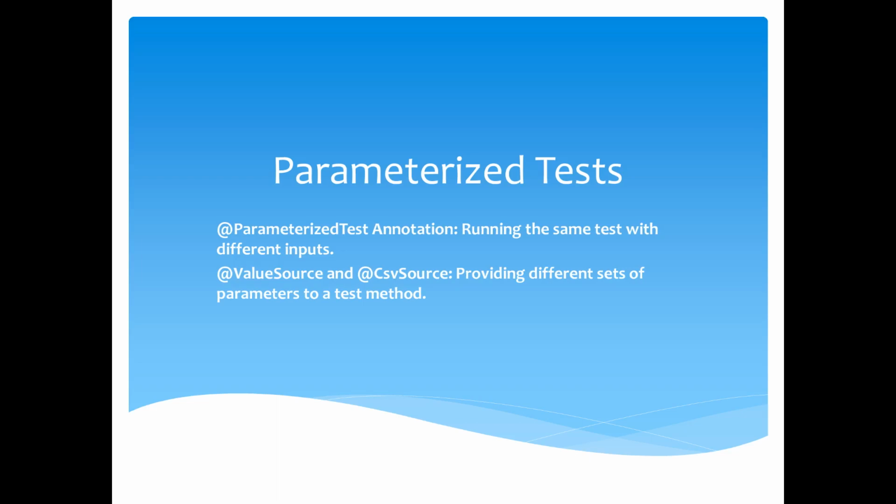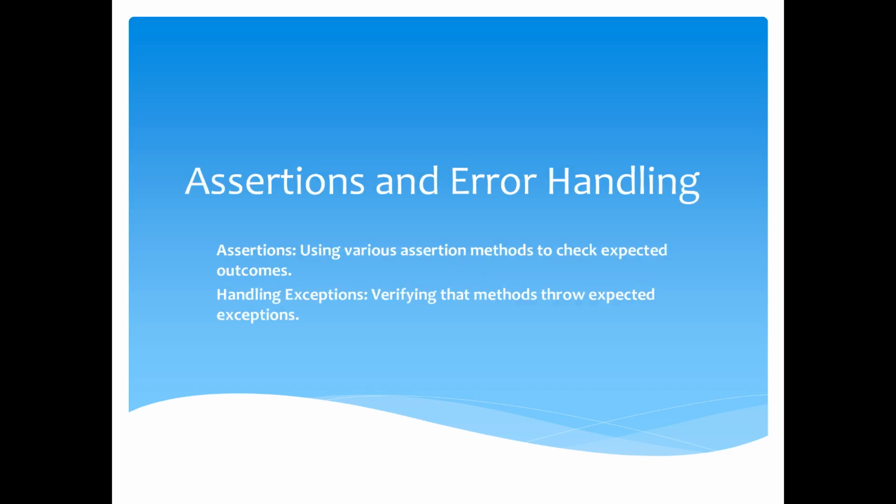Parameterized tests. @ParameterizedTest annotation, running the same test with different inputs. @ValueSource and @CsvSource, providing different sets of parameters to a test method. Assertions and error handling. Assertions, using various assertion methods to check expected outcomes. Handling exceptions, verifying that methods throw expected exceptions.